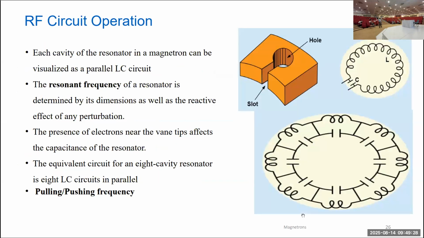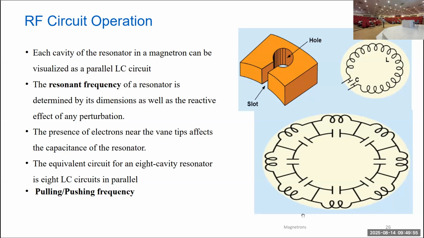Now, how can the RF circuit operation be explained? As I have shown, there are a number of cavities around this filament. One of the cavities is shown. This part of the cavity acts as a capacitor, and this part acts as an inductor. And you can model this cavity by an LC circuit.